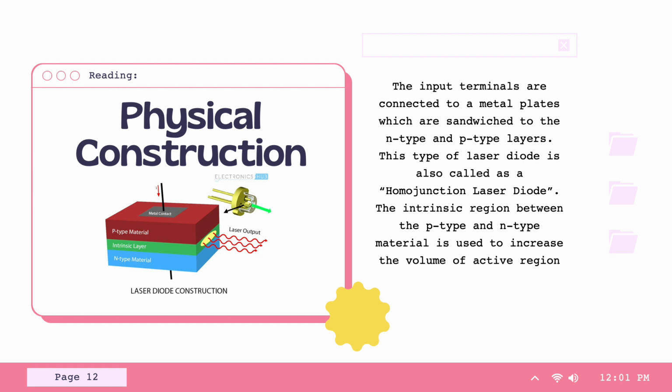The laser light is emitted from the elliptical region. This beam from the laser diode can be further focused using an optical lens. This entire PIN diode, or the P-type intrinsic N-type arrangement, is enclosed normally in a metal casing.